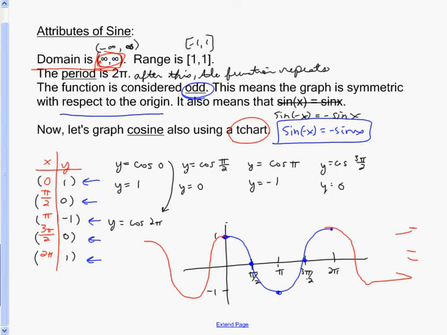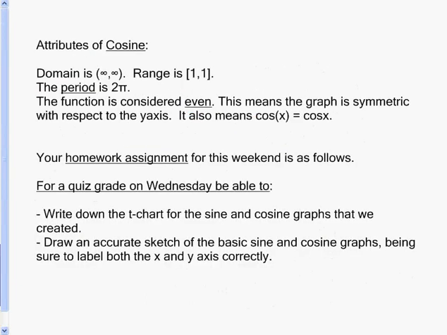Alright, notice the period is from 0 to 2 pi. After that it repeats itself. It is also having a domain of negative infinity to positive infinity. It also has a range of negative 1 to 1. Now this one is not odd. This one is actually even.